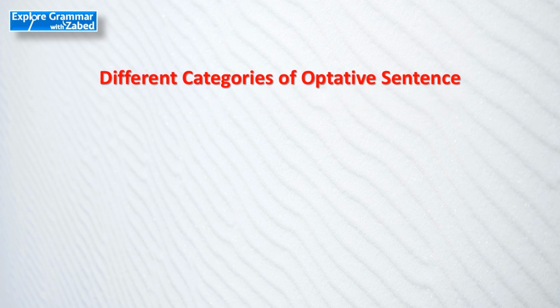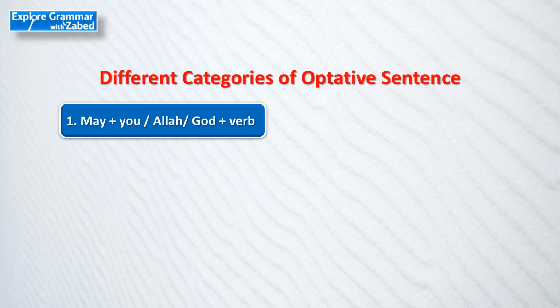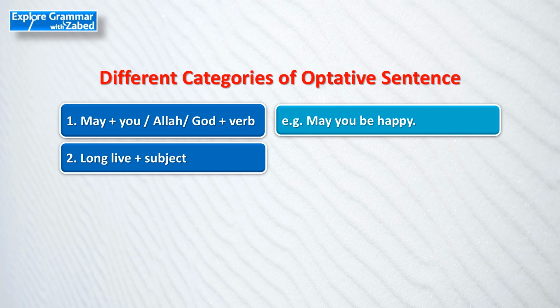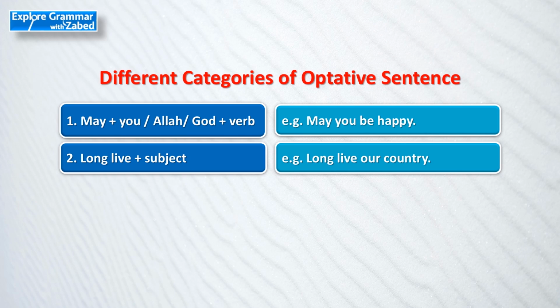We can categorize an optative sentence in different ways. The first category is an optative sentence that starts with may plus you or Allah or God, and after that there is a verb. For example, may you be happy. The second category may start with long live plus noun or pronoun. For example, long live our country.